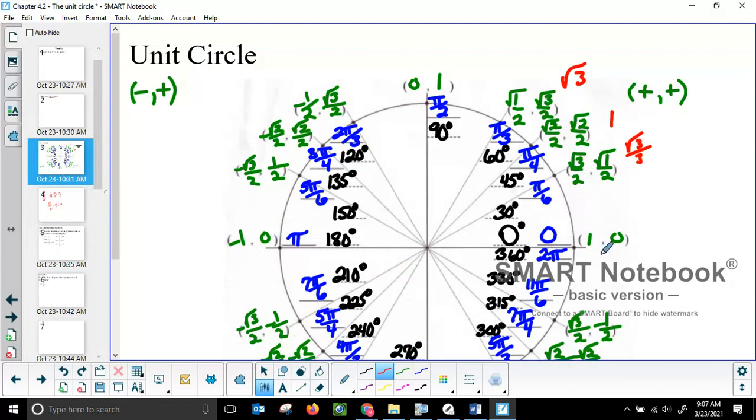I guess I should have gone ahead and done this also. What is 0 divided by 1? 0. What is 1 divided by 0? Undefined. So we're supposed to know all the tangents for everyone?